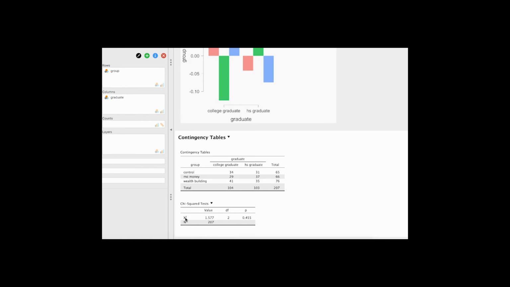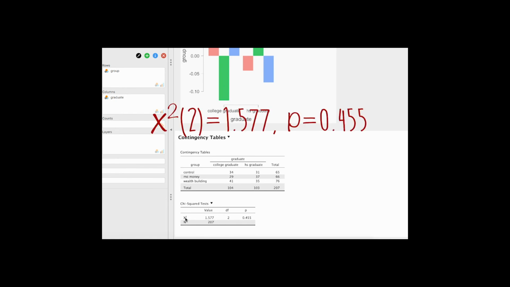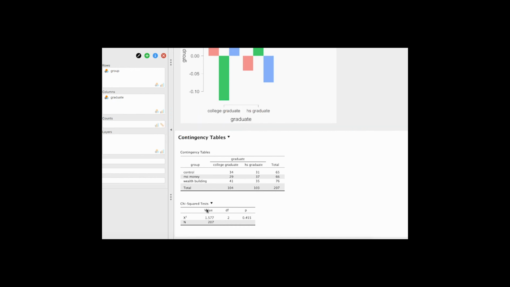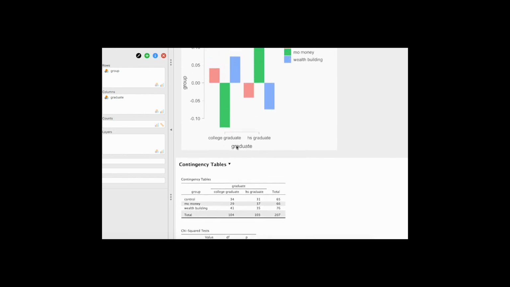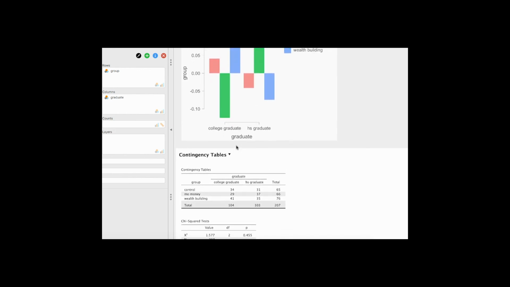You would report this in APA format as chi-square, open parentheses 2, close parentheses, equals 1.577, comma, p is equal to 0.455. So according to the standard statistics, we would say that is not a statistically significant difference and conclude that there is no association between graduates and whatever seminar they choose.